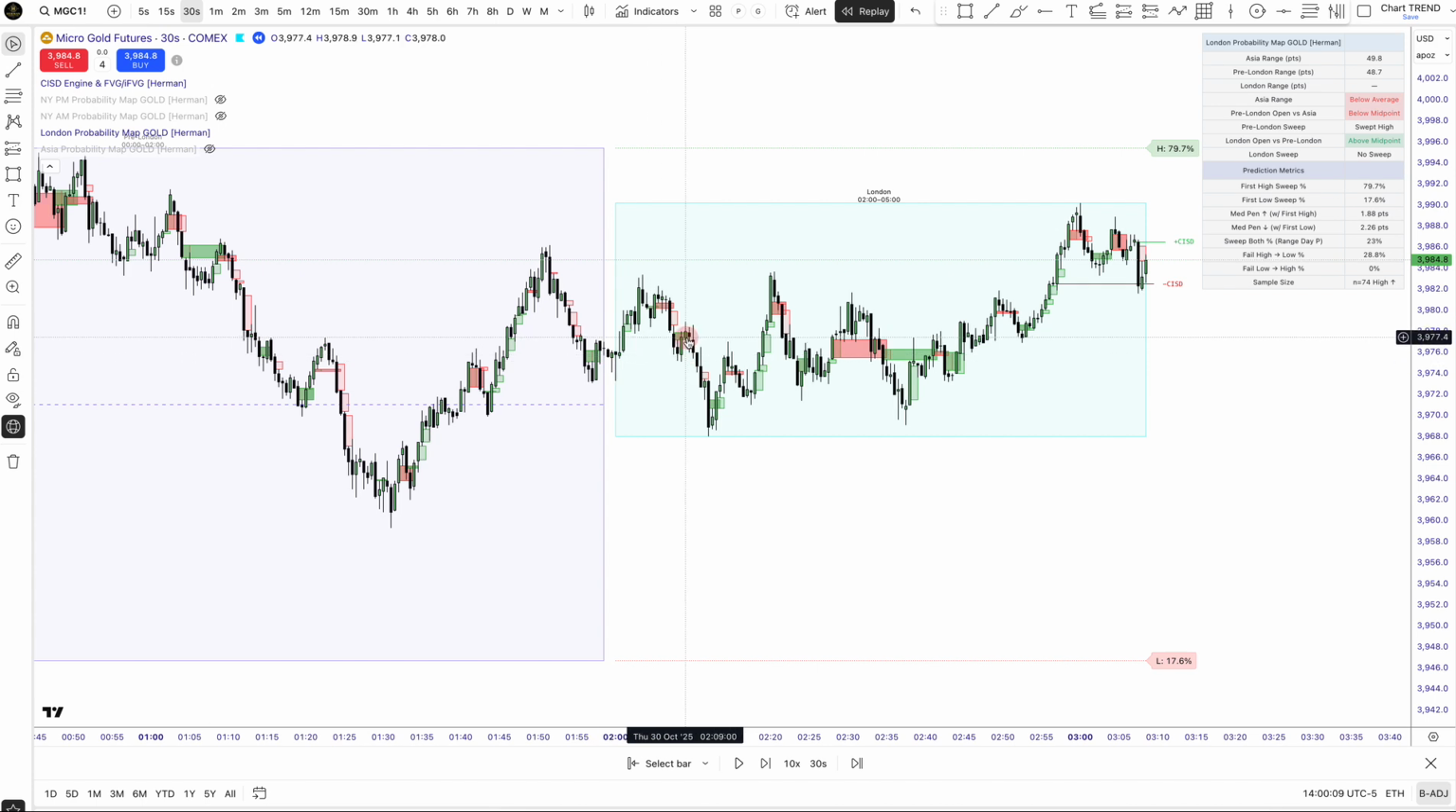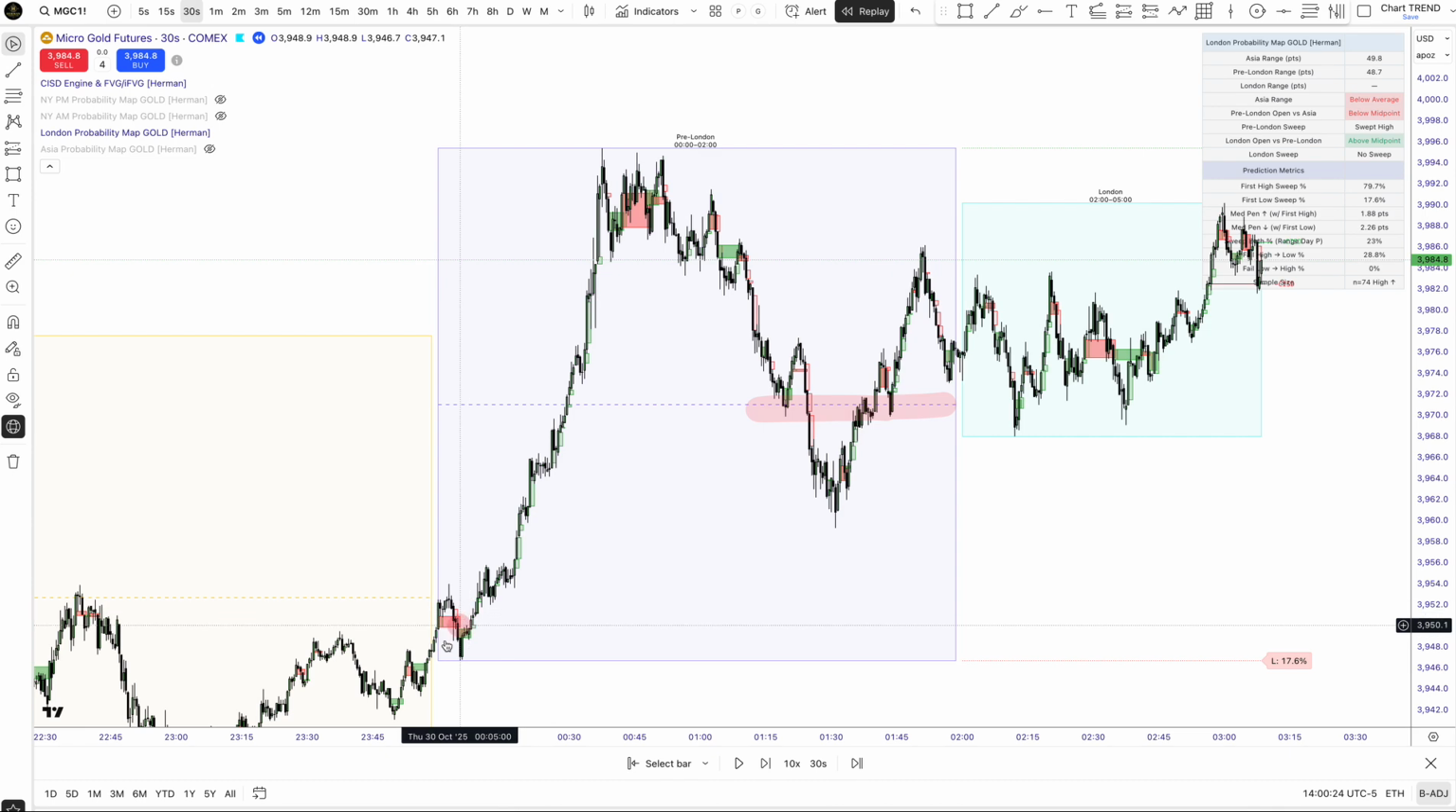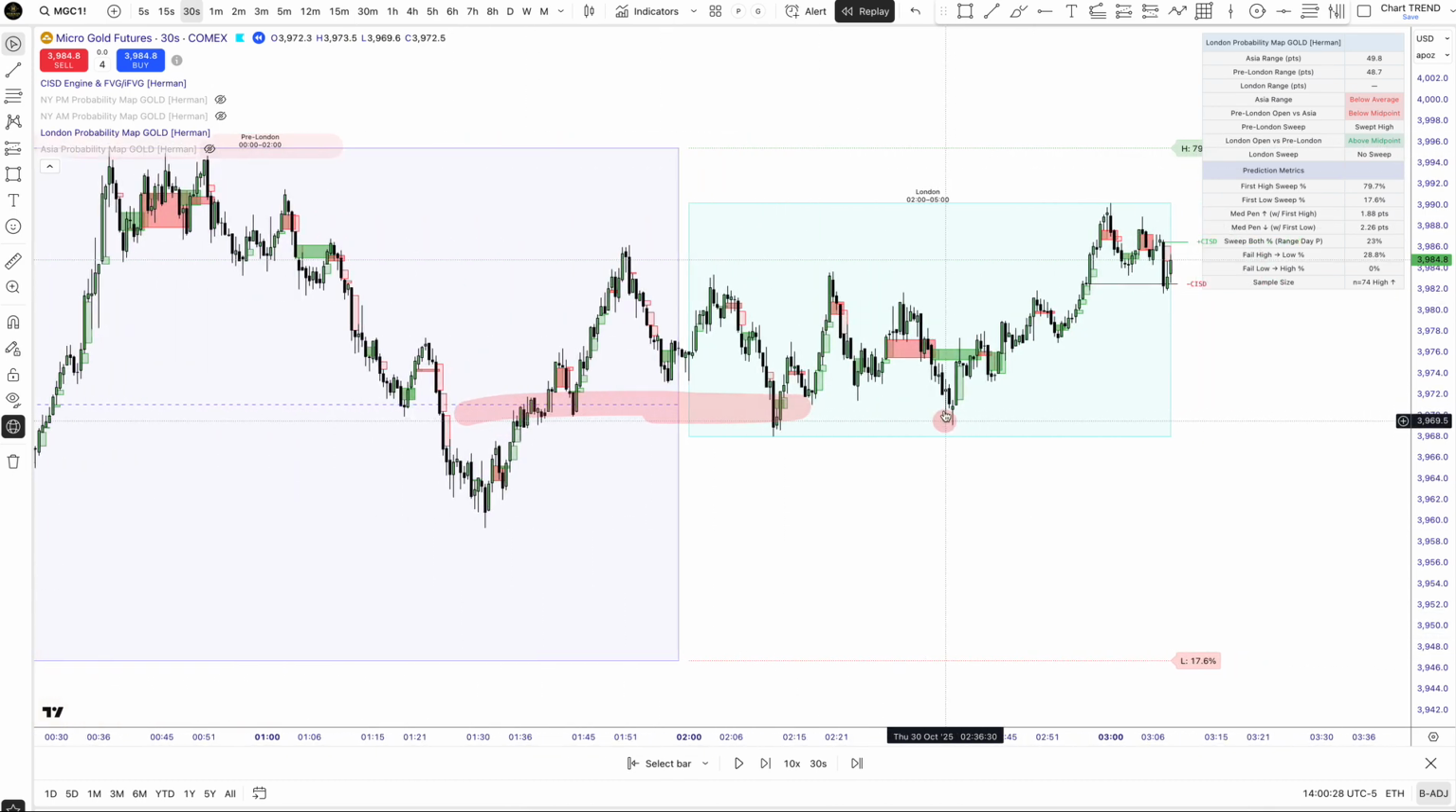Do I enter in here? No sweeps, no reaction of the fair value gap. No, I am not entering with my funded. We drop in. Do I enter in here? Absolutely. And why is that? We are reacting off the 50% of the previous zone, low to high 50%. We are reacting off that.